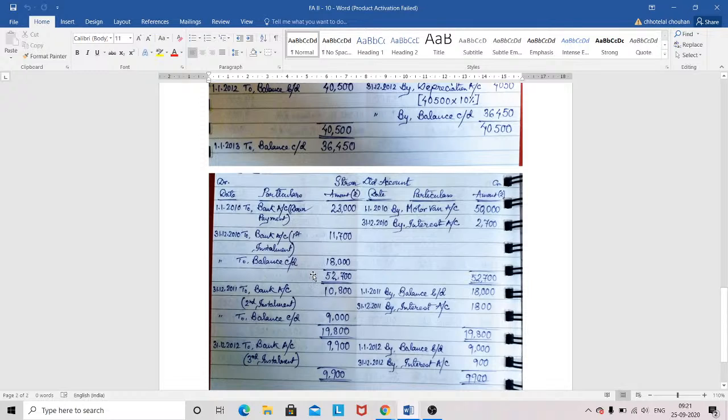So if I deduct it, your balance CD came as rupees 18,000. Now we just transfer that balance CD to the next year, 1/1/2011, by balance BD 18,000. So first year closed, you have transferred the balance.